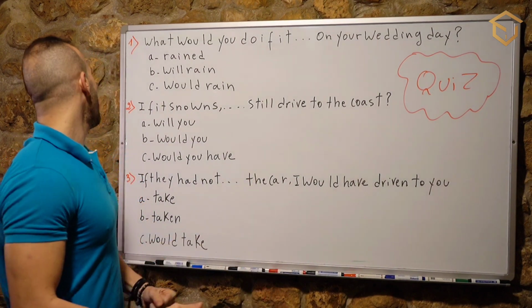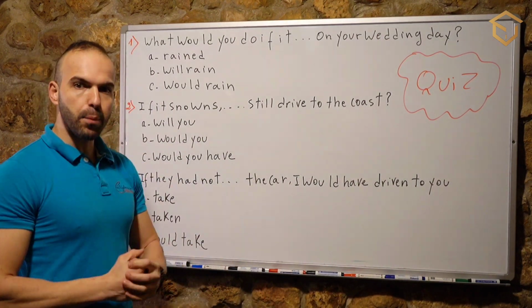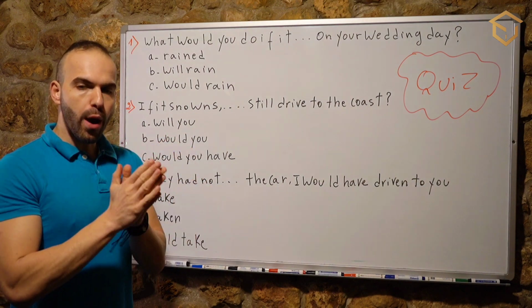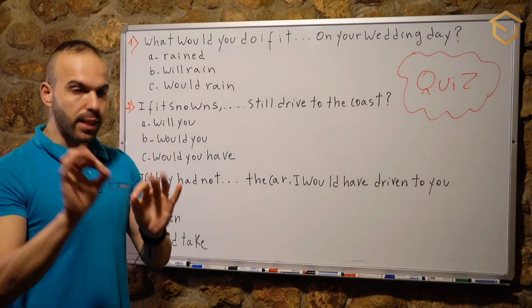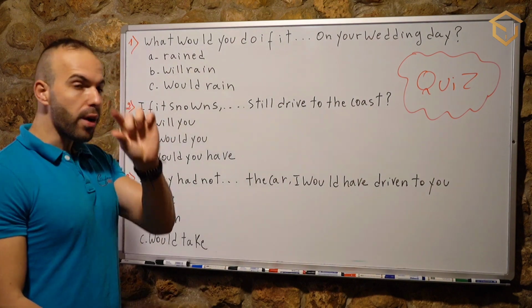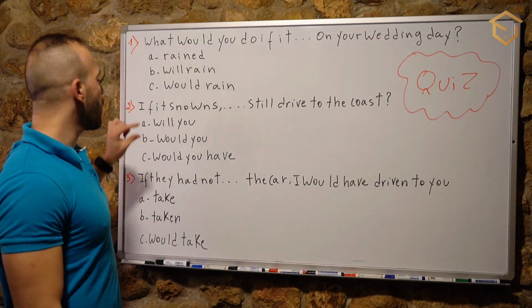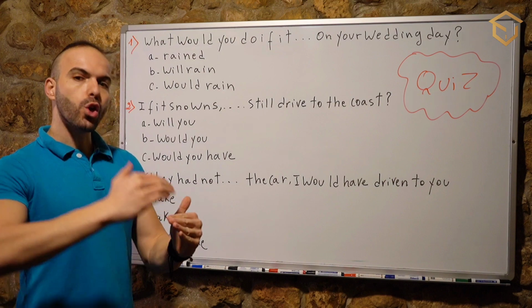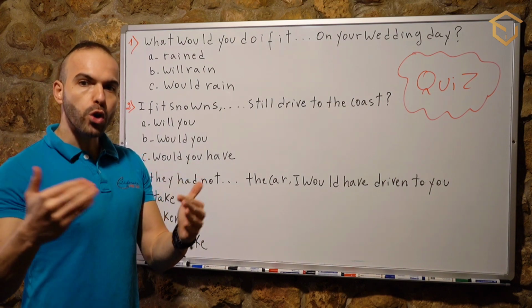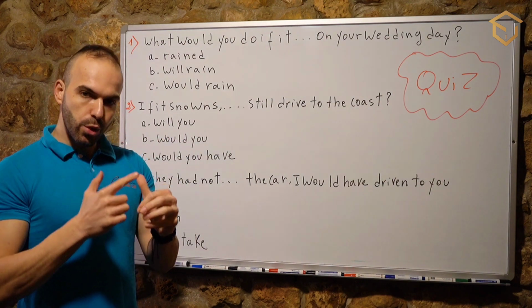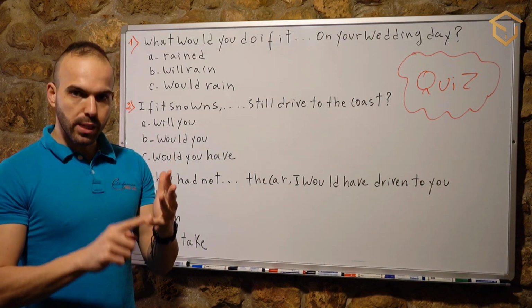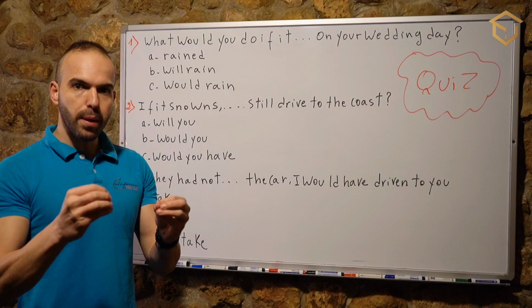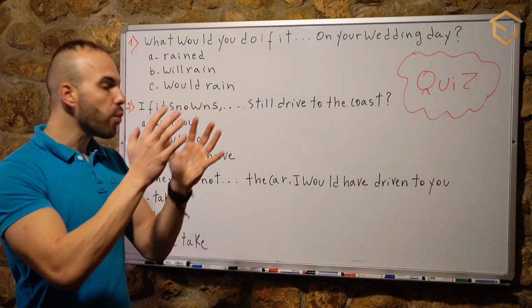As you can see, we have 3 questions on the table right here. All you have to do is read all the questions and select the right answer or the right choice for every single question. Try to go back to the video and watch all the conditionals: zero conditional, first conditional, second, third, and mixed conditionals. Try to check them again to be able to answer all these questions correctly.